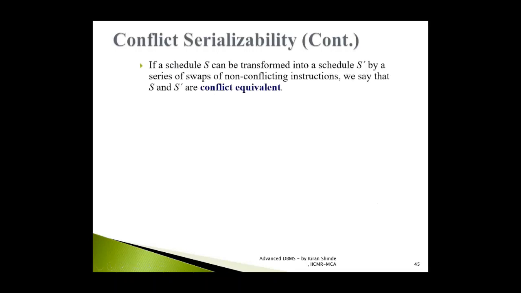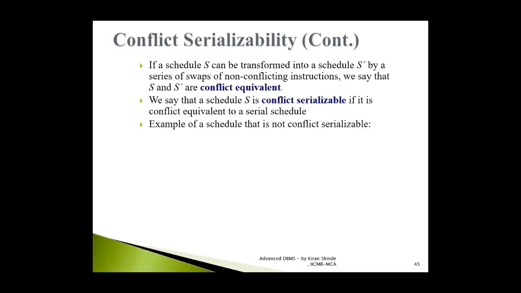Now, as I already mentioned, how are you going to observe whether the given instruction pair is conflicting with each other or not? Once you come across any schedule which has such a conflicting pair, what should be the conclusion? That we are going to see now. If a schedule S can be transformed into a schedule S dash by a series of swaps of non-conflicting instructions, we say that S and S dash are conflict equivalent.